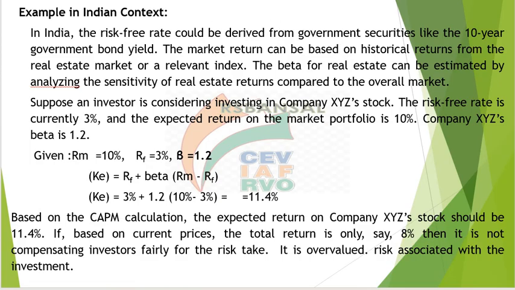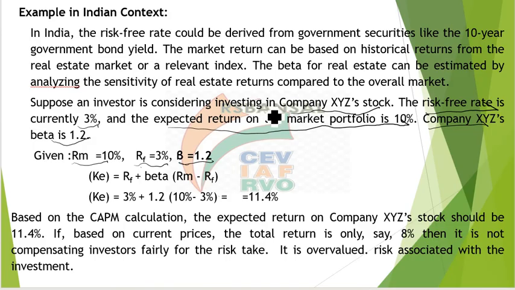Let us suppose we take an example. Suppose an investor is considering investing in a company XYZ stock. The risk-free rate is currently 3%, RF is 3%, and the expected rate of return on the market portfolio is 10%, means RM is 10%. Company XYZ's beta is 1.2. You have to put all the values.